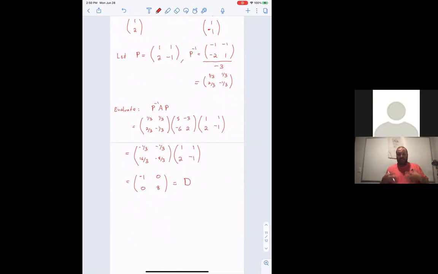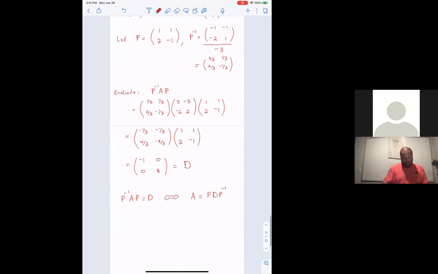You can always find a diagonal matrix which is related to the original matrix via the formula P inverse AP is equal to D, which is equivalent, if you multiply on the left by P and on the right by P inverse, to A equals P D P inverse. So the original matrix can be diagonalized by writing it as the matrix of eigenvectors times the matrix of eigenvalues times the inverse of the matrix of eigenvectors. We call this process diagonalizing the matrix.